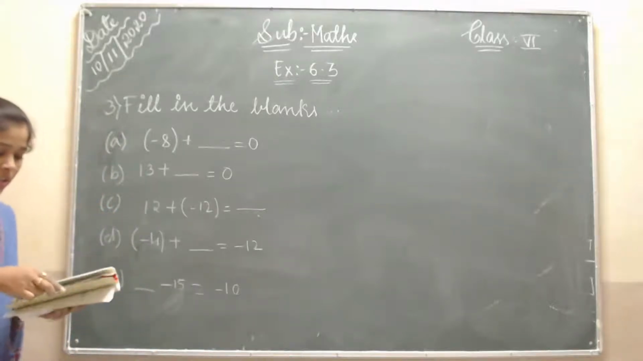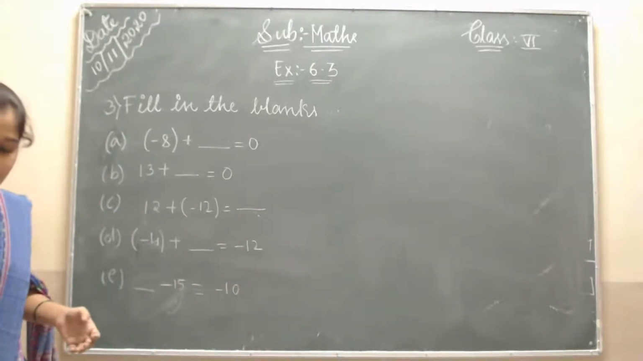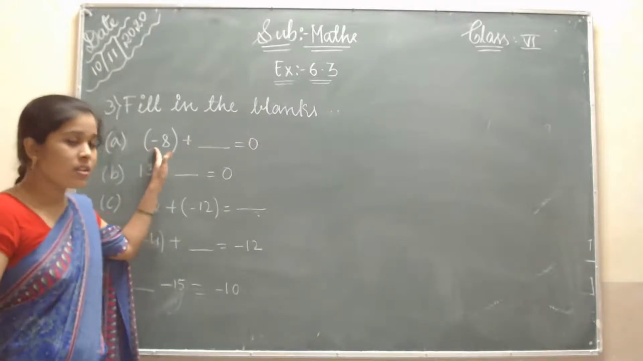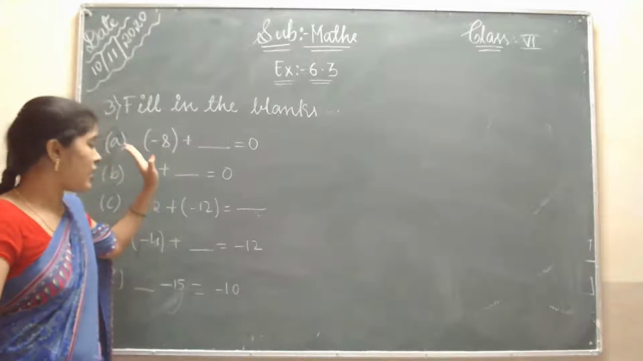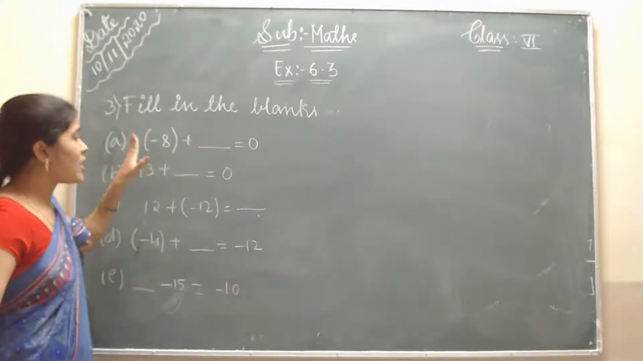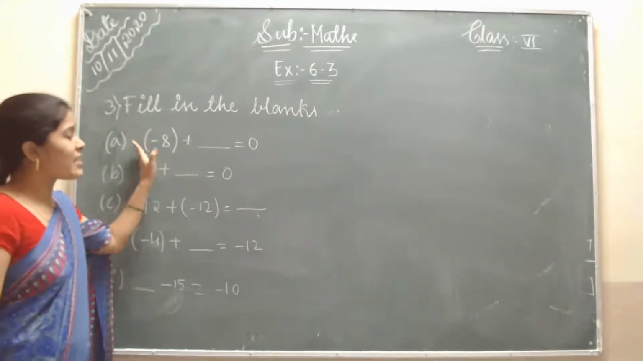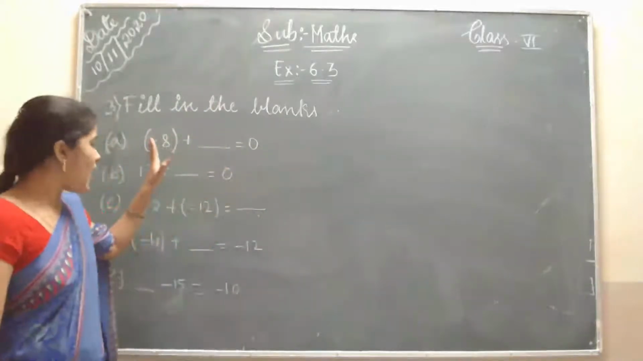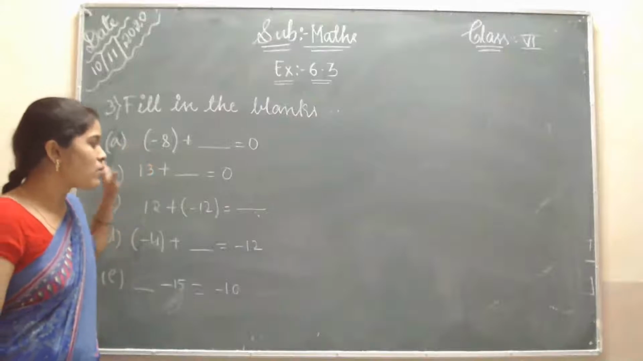See here, in the previous class I explained that if an integer is negative and on the left side, and we take this negative to the RHS side, it becomes positive. So with the help of this we have to solve.